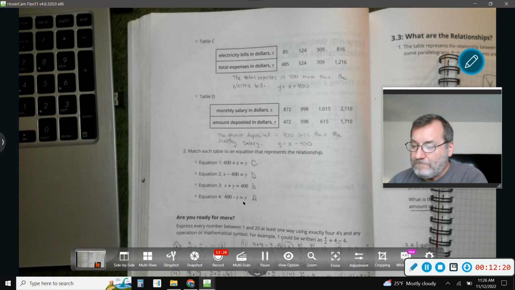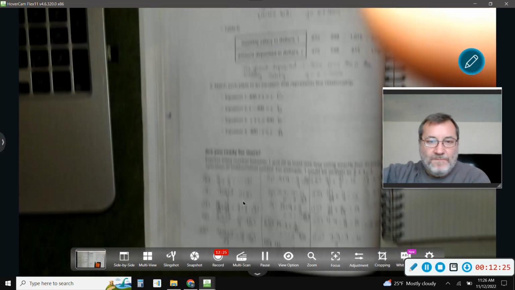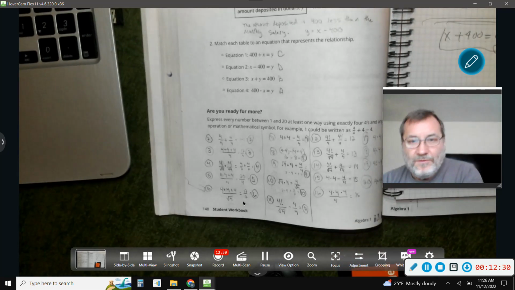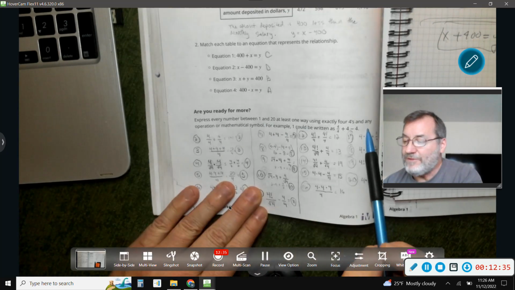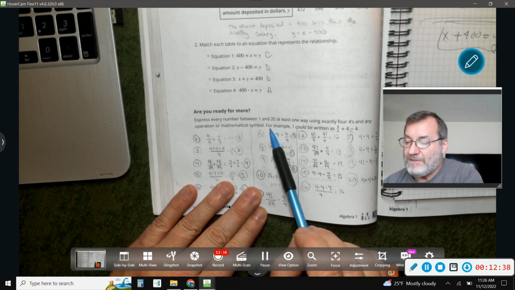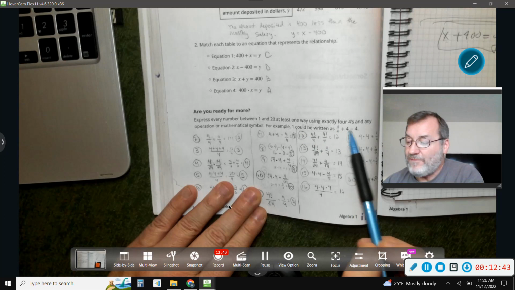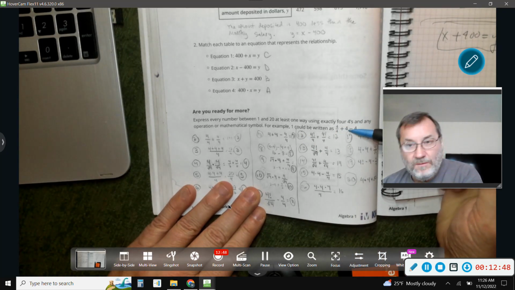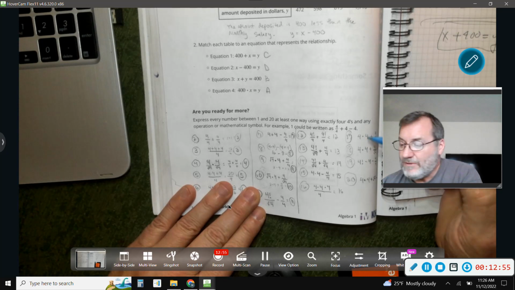Okay? And so we can go through, and this next one was a lot of fun that some of my students had in Mapleton. What they're asking you to do is express every number between 1 and 20 at least one way using exactly 4 fours and any operation or mathematical symbol. So it says, for example, 1 can be written as 4 divided by 4 plus 4 minus 4. Well, what's 4 divided by 4? That's 1. 1 plus 4 is 5. 5 minus 4, 1. All right? But that's just one way that you can do it. There's a number of ways that you can do each one of these.